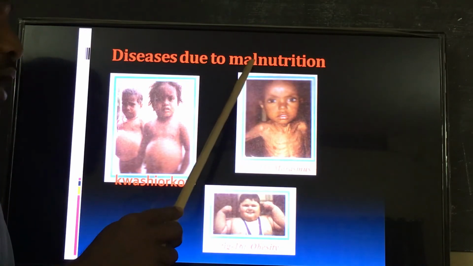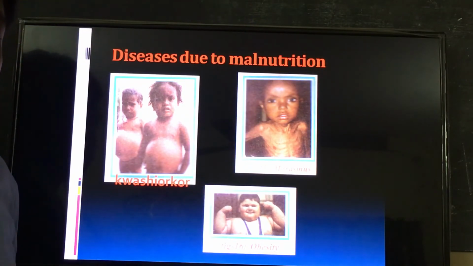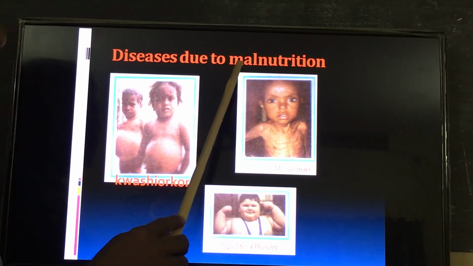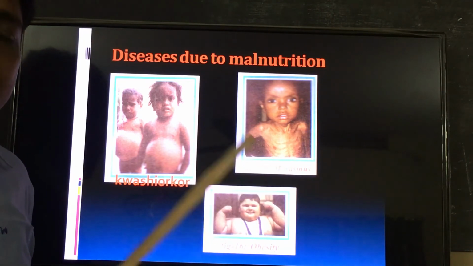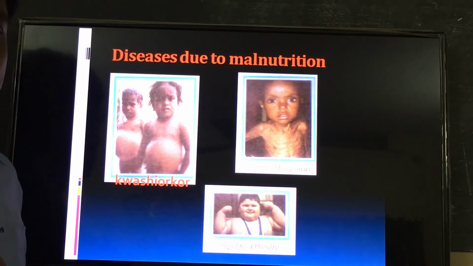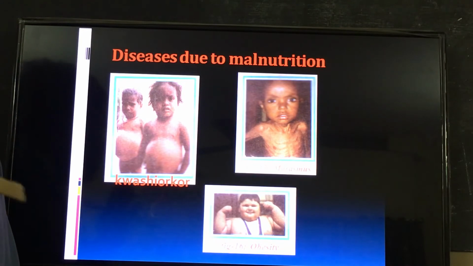Lack of one or more nutrients in food for a long time is known as malnutrition. Here, malnutrition and diseases due to malnutrition. Before that, what are the reasons for malnutrition?